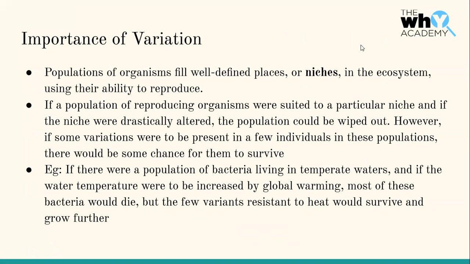Again, this part is also a little bit connected with evolution, because you need to understand that to understand why variation is important. Okay, so populations of organisms fit or fill well-defined places, or niches they are called, in the ecosystem, using their ability to reproduce. So in the ecosystem, every organism has a fixed place. You could talk about something like the food web. You've come across the food web, right? So every organism occupies a different level in the food web or the food chain.